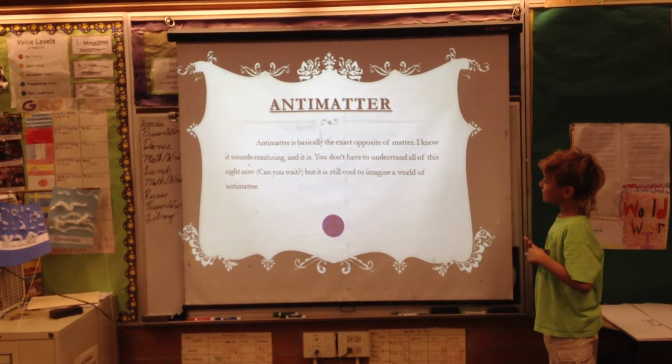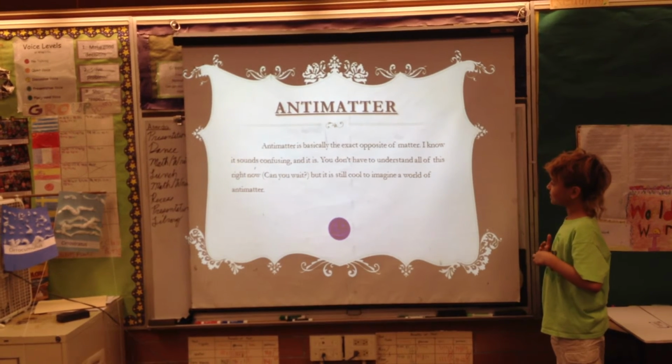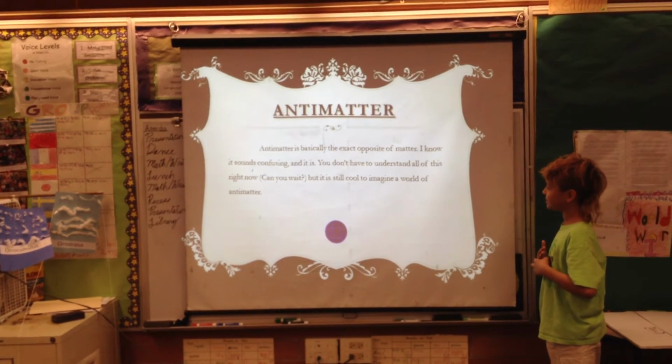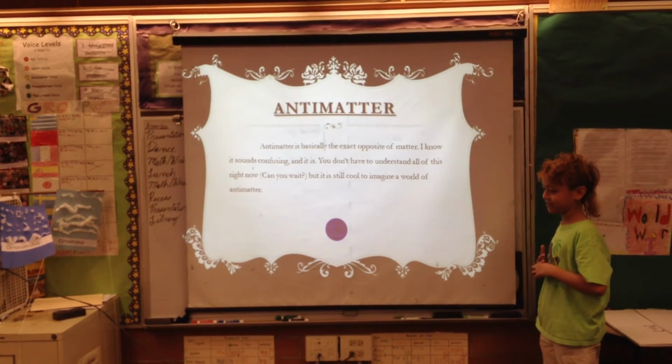Antimatter is basically the exact opposite of matter. I know it sounds confusing, and it is. You don't have to understand all of this right now. Anyway, but it's so cool to imagine a world of antimatter.